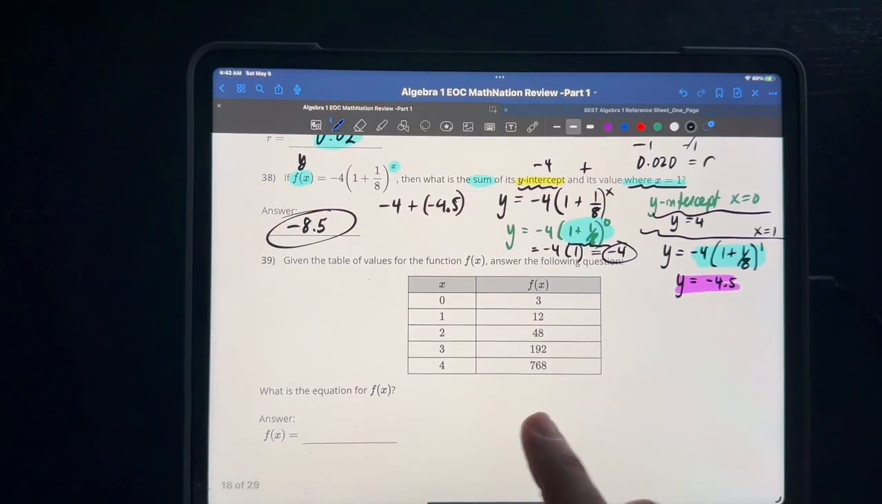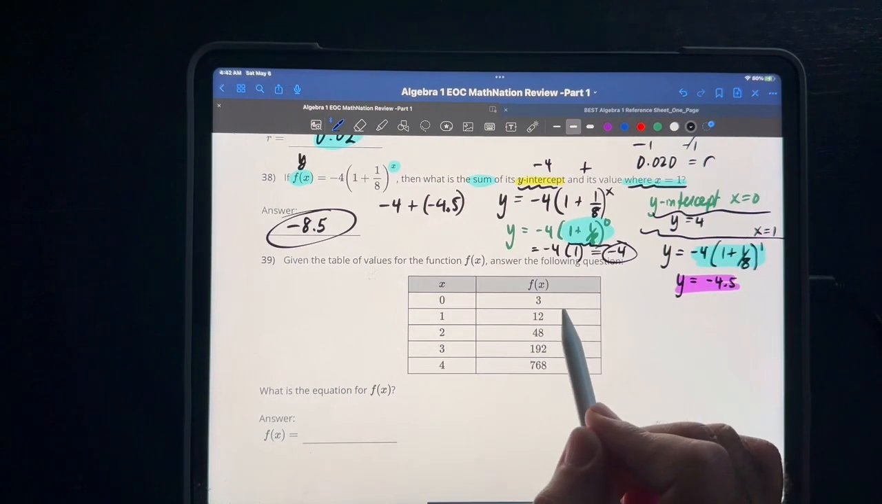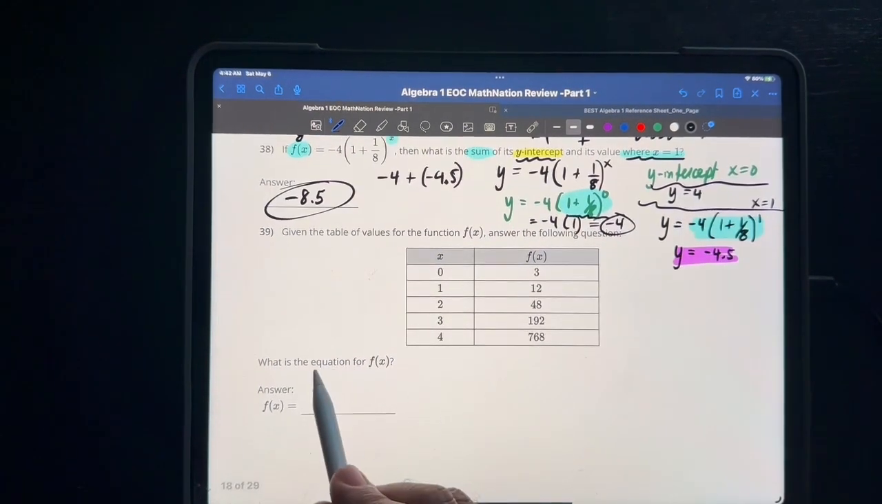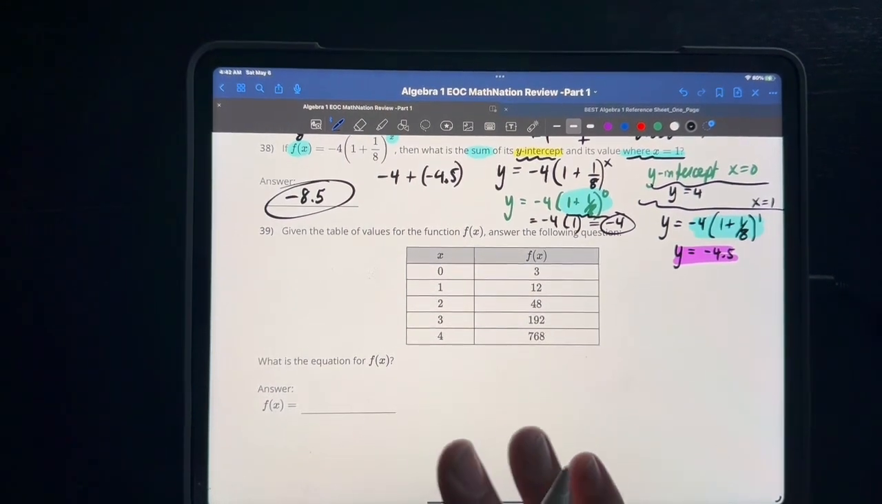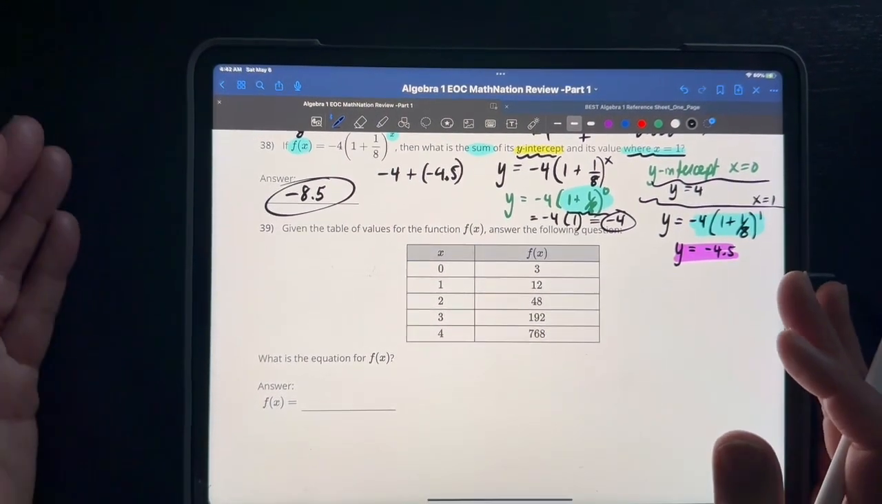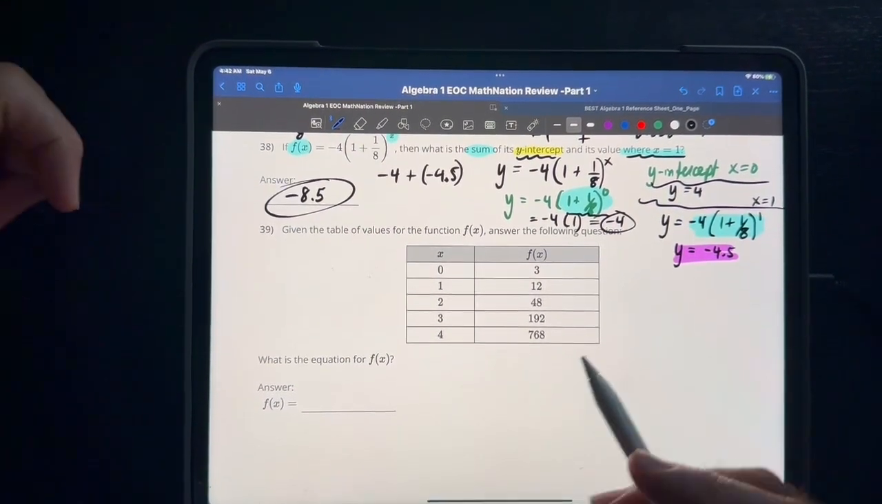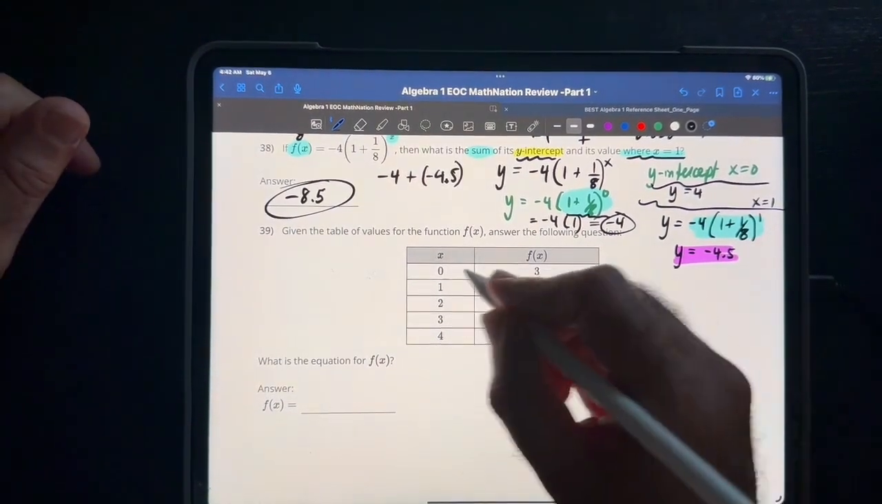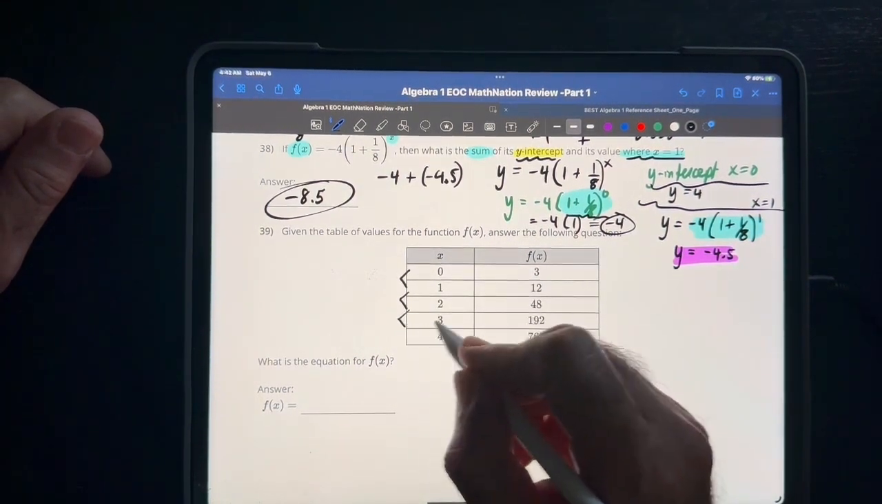All right. Couple more questions. I'm done, guys. I'm getting tired. So given the table of values for the function f of x, answer the following questions. What is the equation for f of x? So now you have to figure out what type of equation this is. Is this linear? Is this quadratic? Is this exponential? To do this, you have to look and figure out what the trend is here. What's going on?